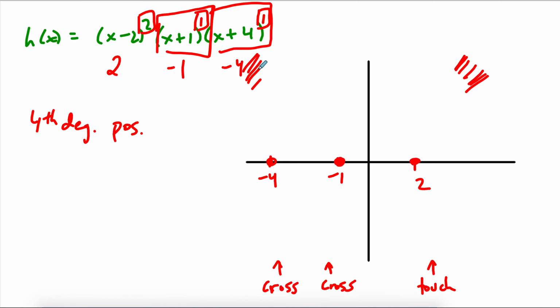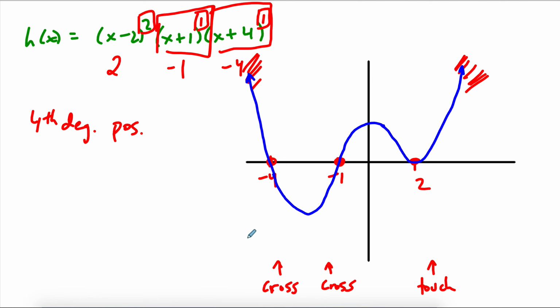So drawing our function, we know we're starting up here. And as we approach negative 4, we're going to cross. And then we want to come back up to negative 1 because we know that that's going to be 0 and then cross there as well. And then going up to positive 2, we know that that's going to be a touch. So we're just going to touch the x-axis and then go up and end where we're supposed to end. So this is roughly what our function looks like.